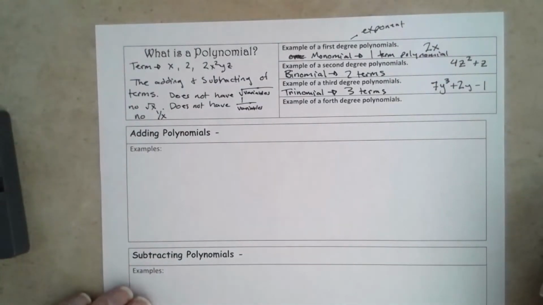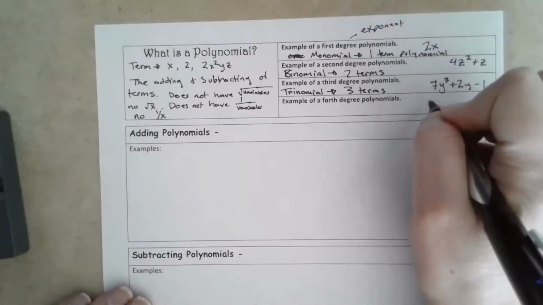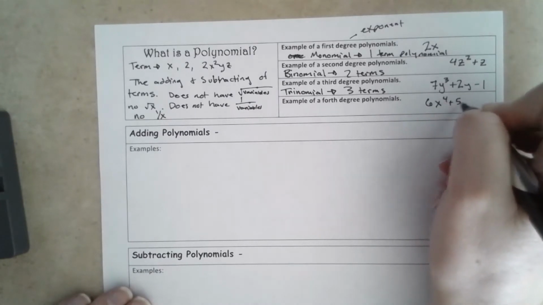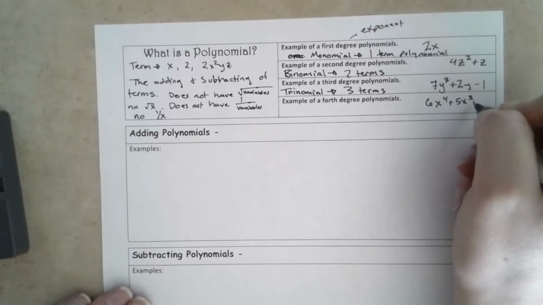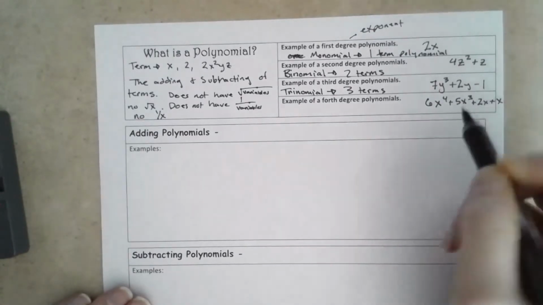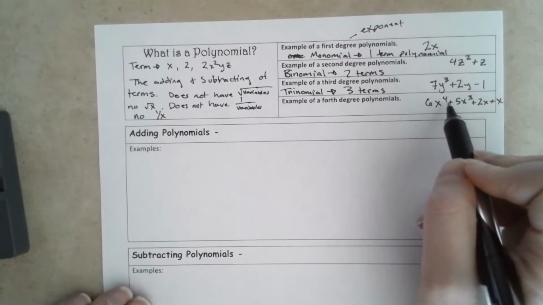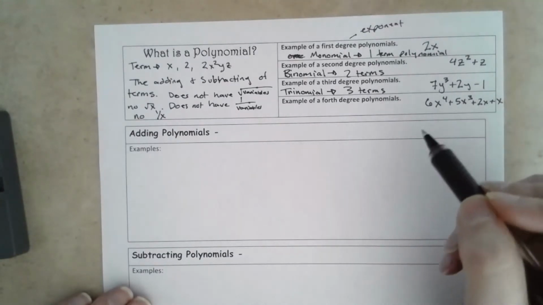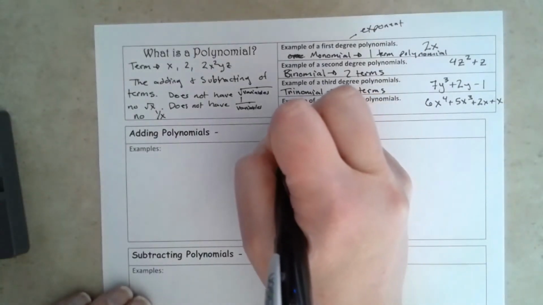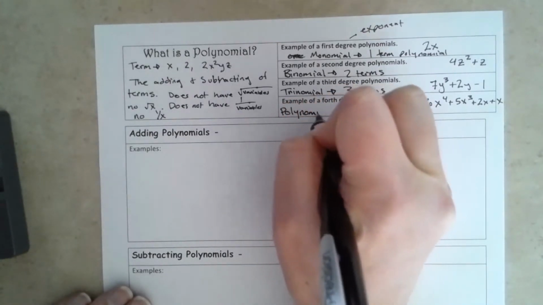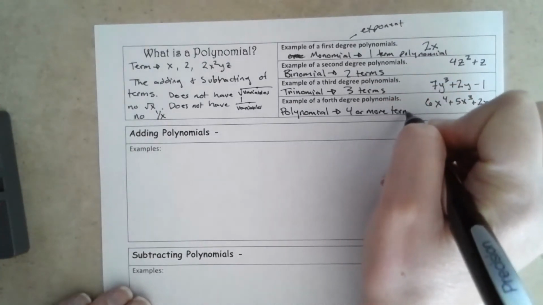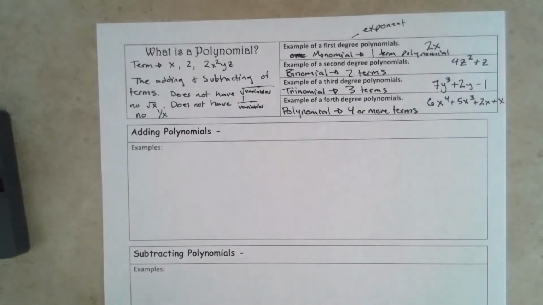And the last example is going to be a 4th degree. So it could be like 6x to the 4th plus 5x cubed plus 2x plus x. 4th degree. And after you get a trinomial, if you get a 4, so this is 4 terms, 5 terms, 6 terms, we just call it a polynomial, has 4 or more terms. They don't have a fancy name for a 4-term polynomial or 5-term or so forth.